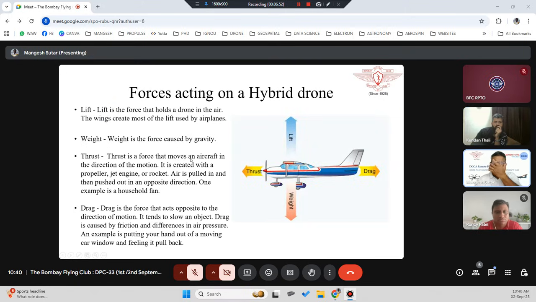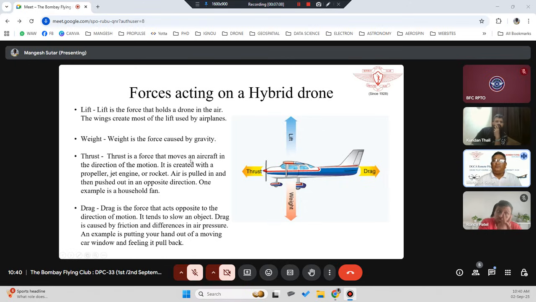So what are the forces acting on the hybrid? Lift is the force that acts upward, against weight, in the air. The wing creates most of the lift used by the airplane. Weight is the force caused by gravity. So weight है, वजन है. So definitely gravity will affect the aircraft.